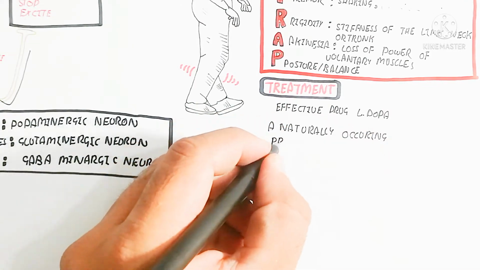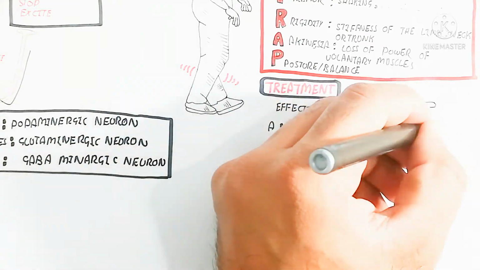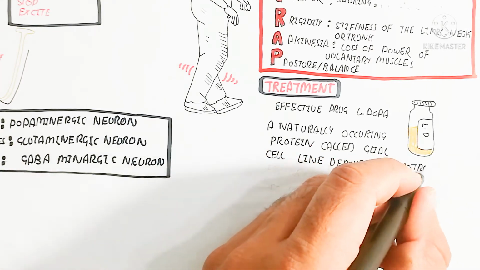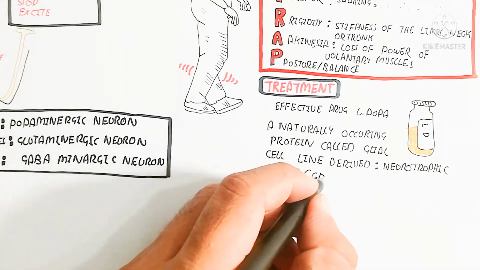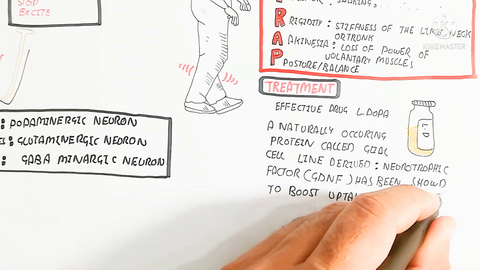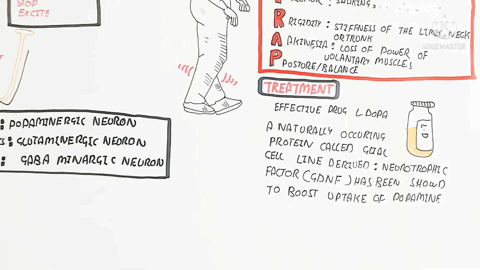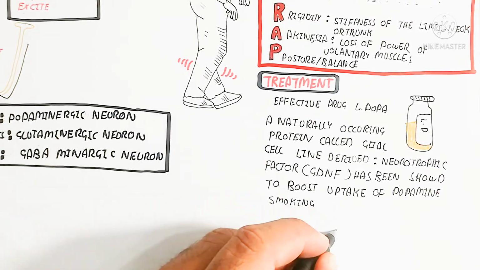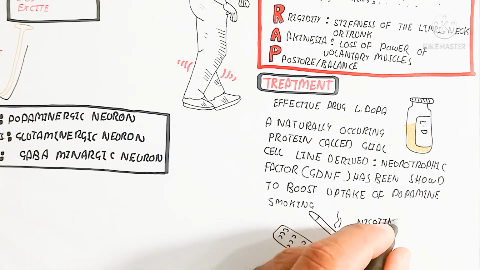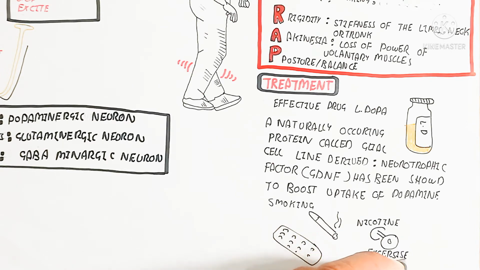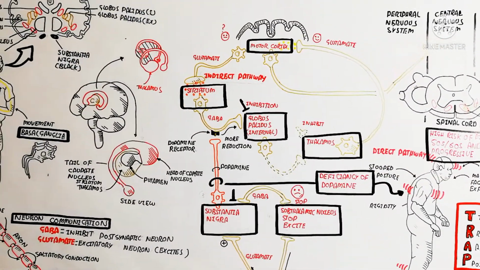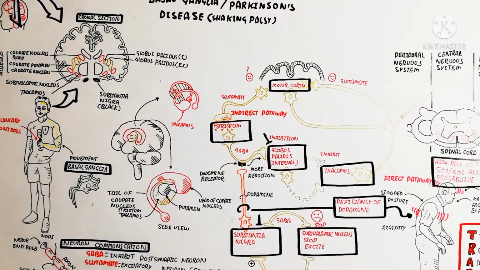So here we can also treat and recover, but only slightly, not completely. The effective drug is L-dopa, which can improve Parkinson disease recovery, and a naturally occurring protein called glial cell line derived neurotrophic factor, GDNF, has been shown to boost uptake of dopamine, and smoking basically as well as exercise. The nicotine is important for neurotransmitter stimulation, so the production of dopamine. So I hope you understand that the dopamine producing substantia nigra will be inhibited because the dopamine will not be produced enough. That means the motor cortex will not work as much because the thalamus will not be stimulated.